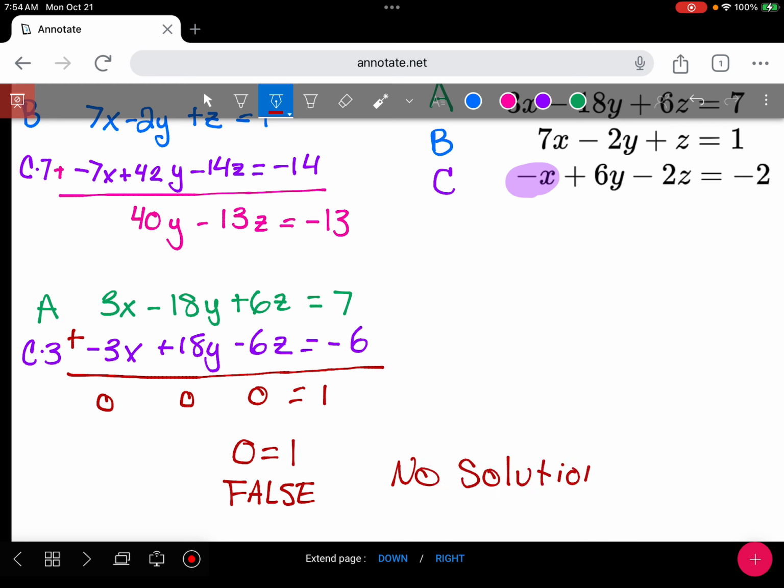Because what these two equations, A and C, are, are parallel lines. They do not cross, even in a three-dimensional space like this. They do not cross at all. We're done. Yay. We are.